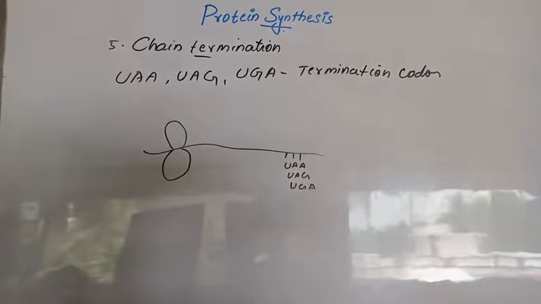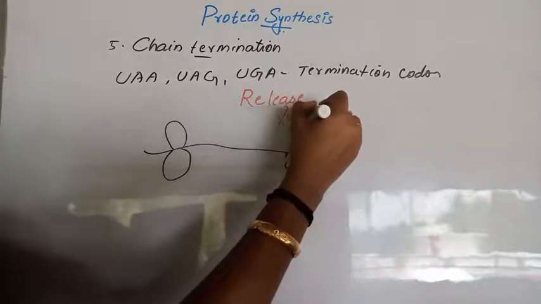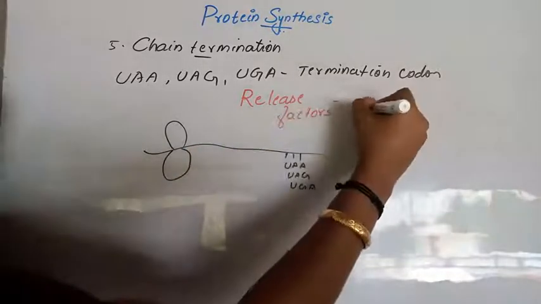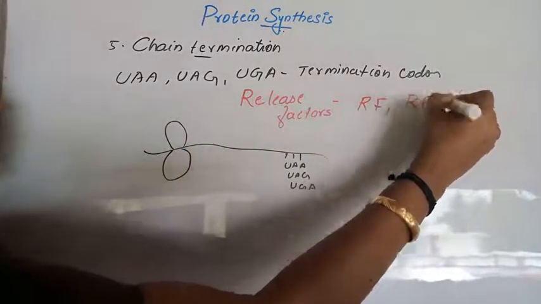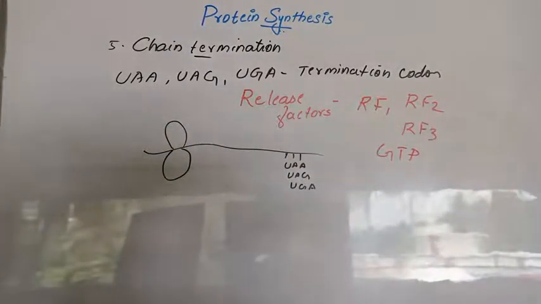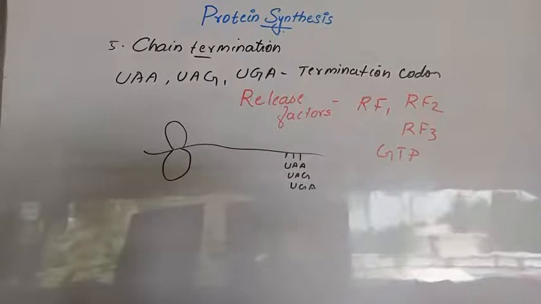The linkage between the last tRNA and the polypeptide chain is broken by the three release factors, that is RF1, RF2, RF3, along with the energy molecule GTP. Then peptidyl transferase enzyme also catalyzes the releasing process.